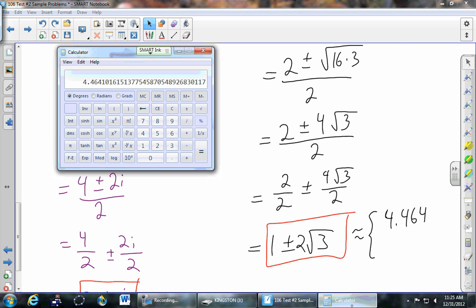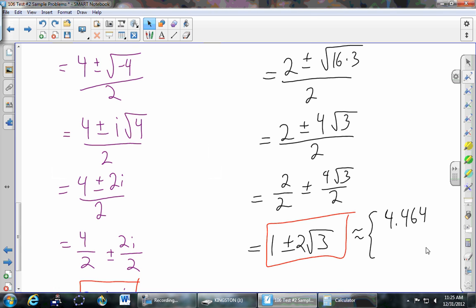And then we'll do the other number. Unfortunately, I have to start over. 1 minus 2 times square root of 3 equals, and we get negative 2.464. And those are the two answers.